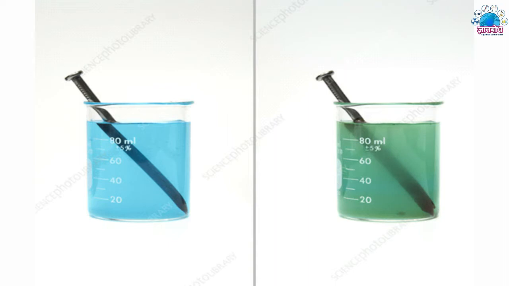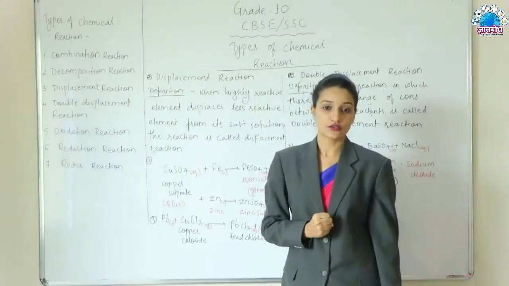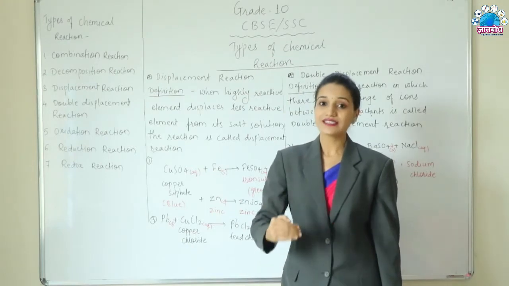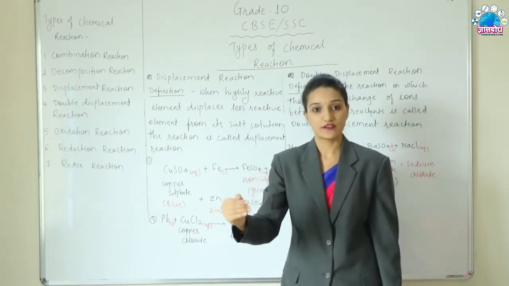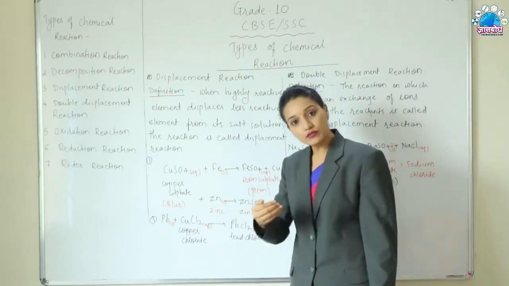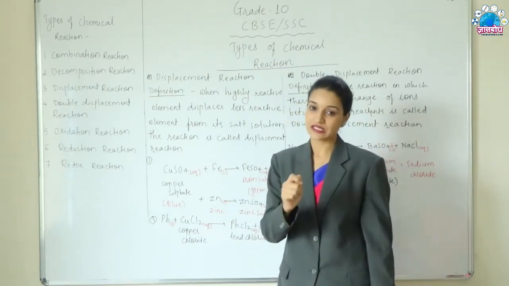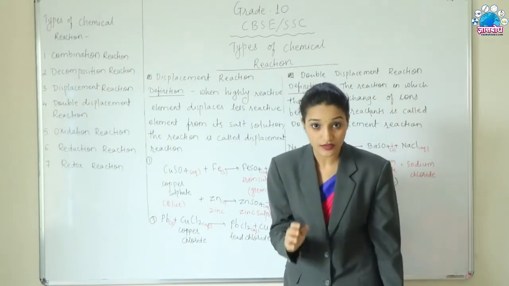And what's that reddish color on the iron nail? That reddish color is of copper, as copper is displaced from its salt solution. Iron is taking the place of copper from copper sulfate and copper is removed from the salt, and that's why we can see copper deposits on the iron nail.